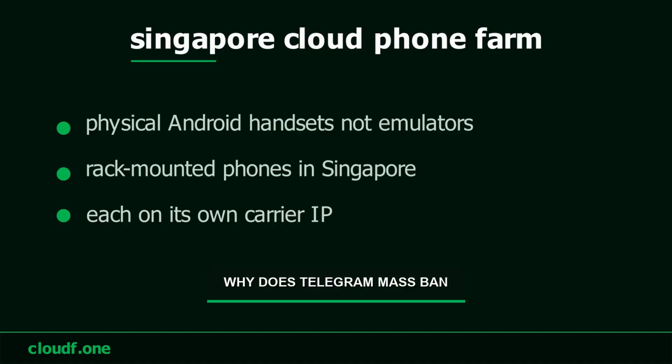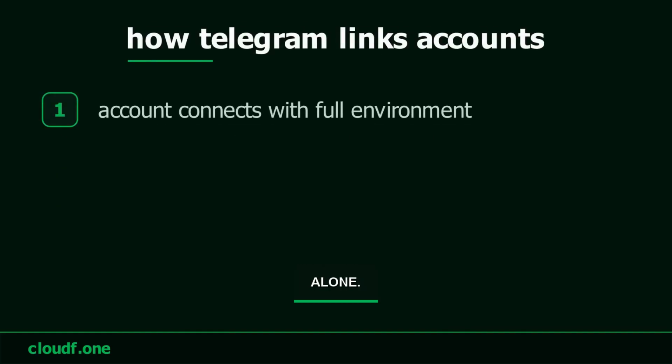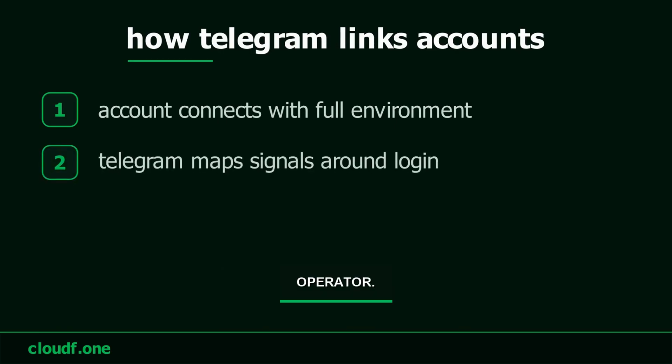Why does Telegram mass ban accounts that look, to you, completely separate? The short version is that Telegram does not judge an account by its SIM card alone. It builds a picture out of everything around the login, and when two accounts share too much of that picture, it treats them as one operator.